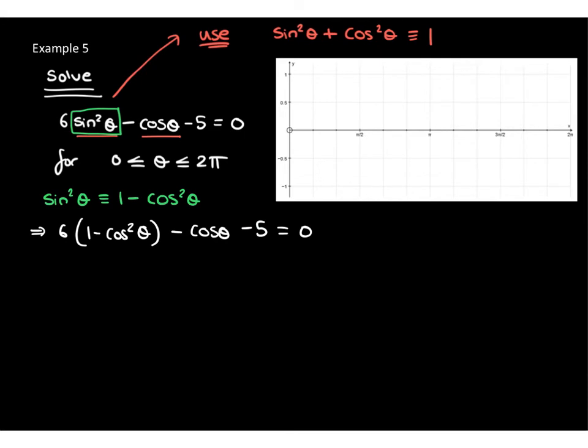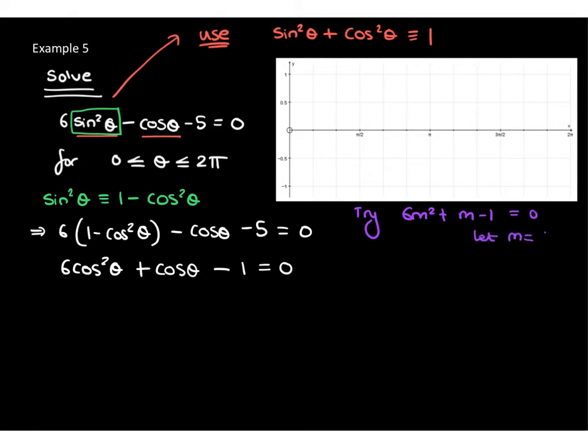So simplifying here, this then gives me 6 cos squared theta plus cos theta minus 1 equals 0. Again, we've got to factorise this, and as I said previously, if you're feeling uncomfortable about factorising a quadratic type expression, then try factorising 6m squared plus m minus 1, and you have used m in place of cos theta here, which you need to remember when you're finishing off.